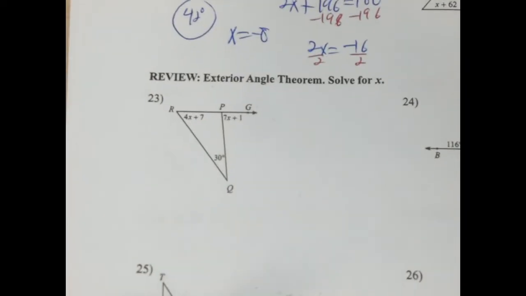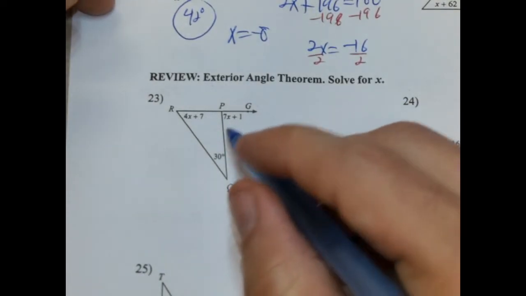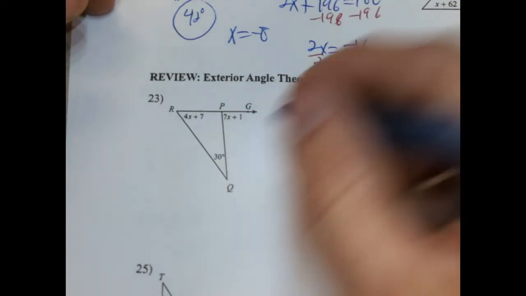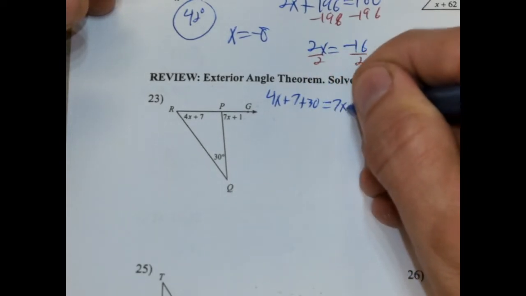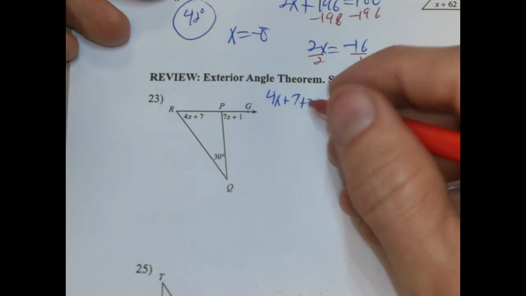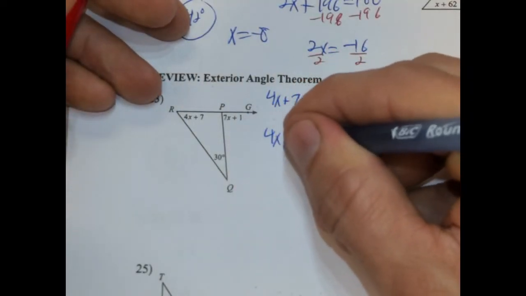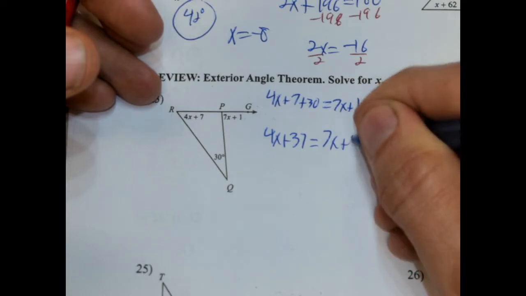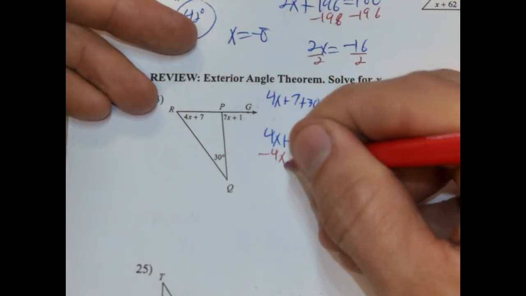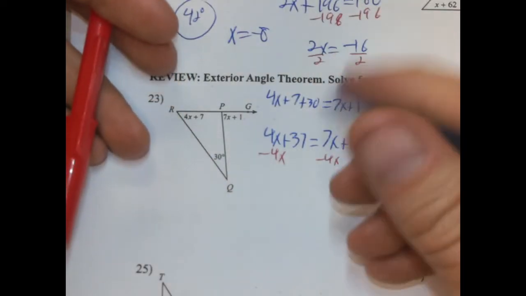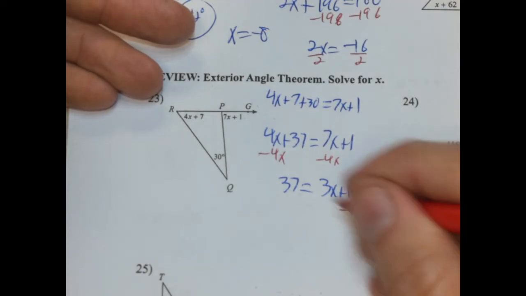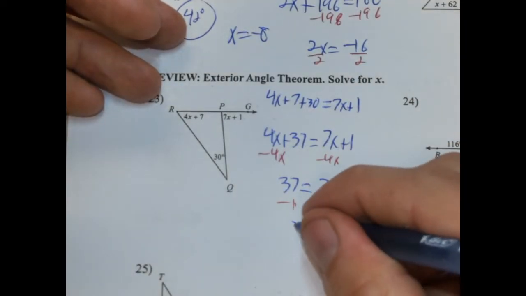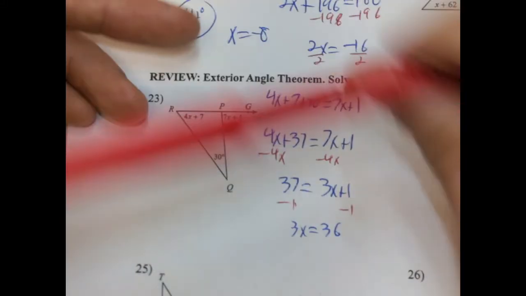And now the external angle theorem. Solve for x. We know these two angles add up to the external angle. So 4x plus 7 plus 30 degrees equals 7x plus 1. Combine like terms: 4x plus 37 equals 7x plus 1. Subtract 4x from both sides, so we have 37 equals 3x plus 1. Minus 1 from both sides, and 3x is equal to 36. Divide by our coefficient, and x will be equal to 12.